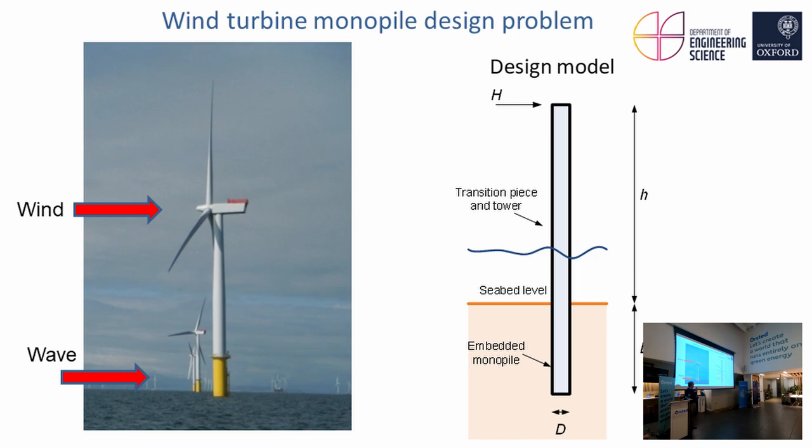For the purposes of what I'm saying today, we're concerned in this approach with monotonic loading. We're imagining that there's wind loading, wave loading applied at different heights on the tower. We have a monopile embedded.